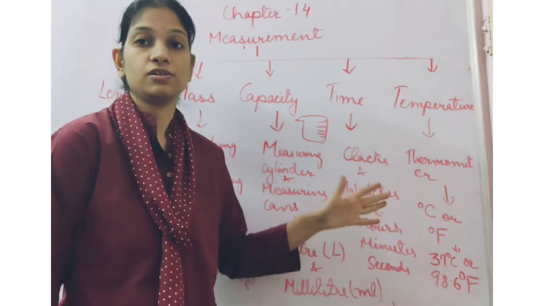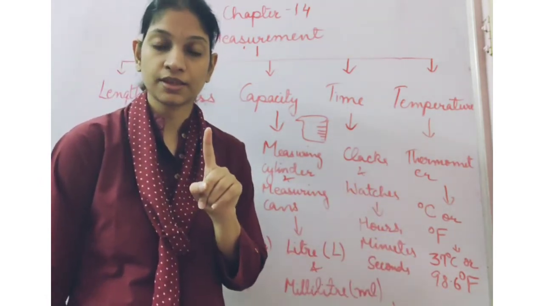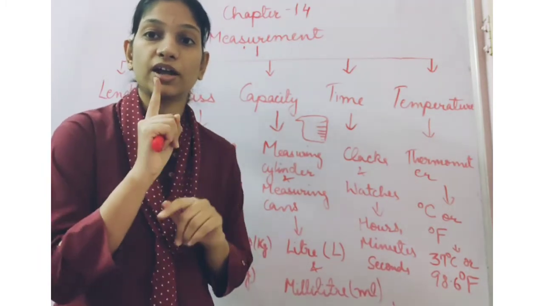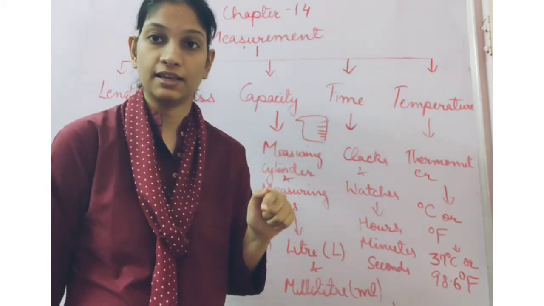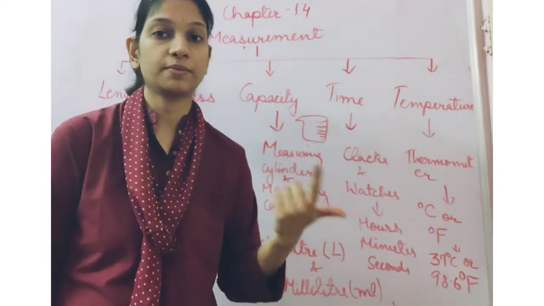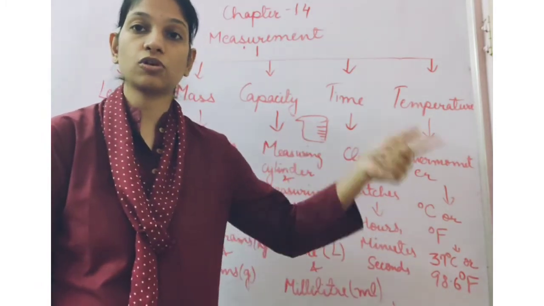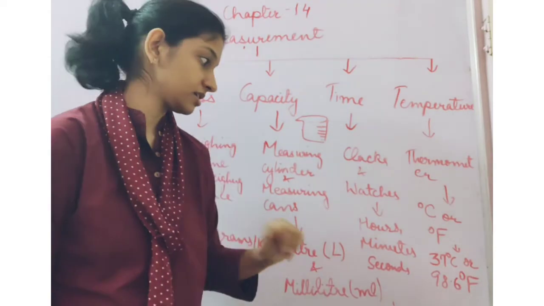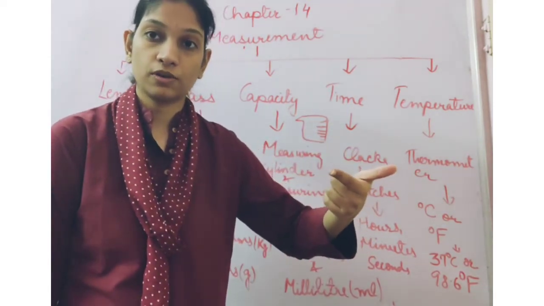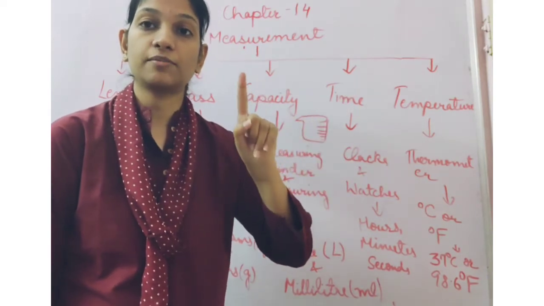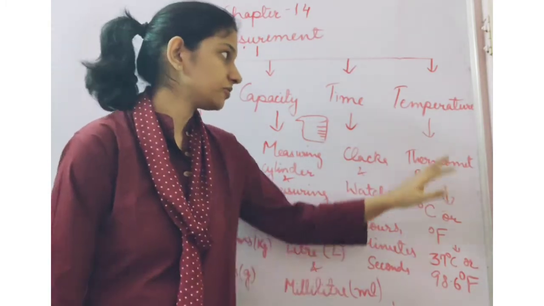So time standard units are hours, minutes, and seconds. 60 seconds make up 1 minute. 60 minutes make up 1 hour, and 24 hours make up 1 day. Okay, so 60 seconds from now, 1 minute will be gone. 60 minutes from now, 1 hour will be gone. That is from 4 o'clock to 5 o'clock, it will comprise 60 minutes. Now, if I talk about 4 o'clock now to 4 o'clock tomorrow, that will comprise 1 day. That means 24 hours. Then you use clocks and watches to measure time.